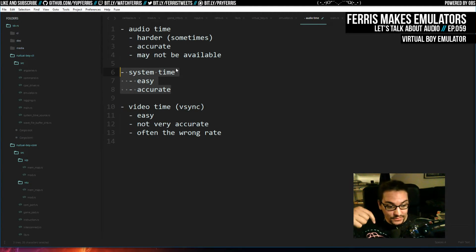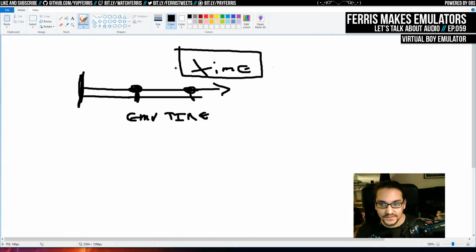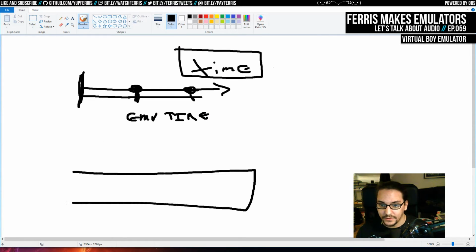And what happens when you do that? The way audio often works in a modern system, I'll just draw this down here, is you have a little buffer. Usually this is kind of an abstraction, there's more stuff going on here. You have what's called a read pointer and what's called a write pointer.